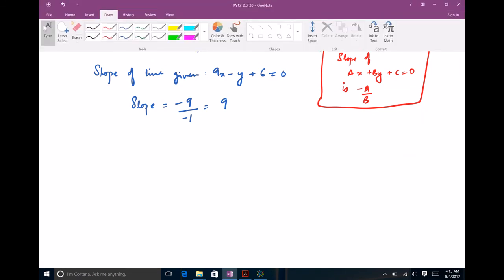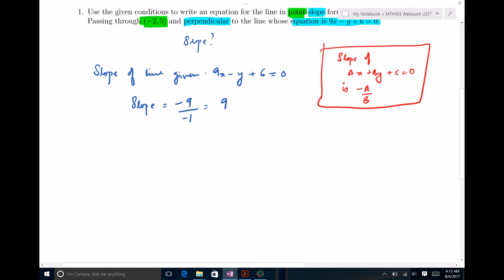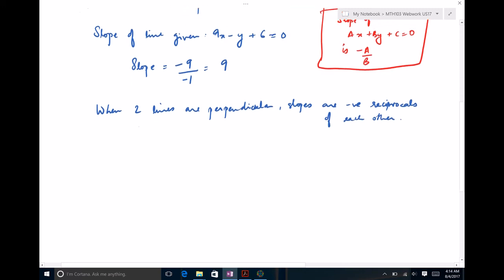The line that we have is perpendicular to the given line. So here's a quick note. When two lines are perpendicular, their slopes are related. The way that their slopes are related is that the slopes of the two lines are negative reciprocals of each other. This is great because it tells us the slope of the line that we want.